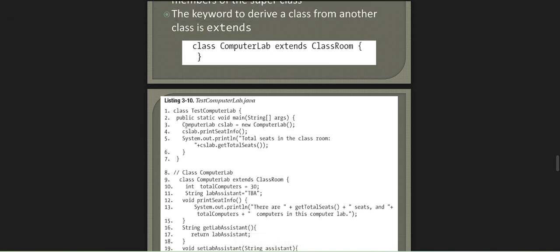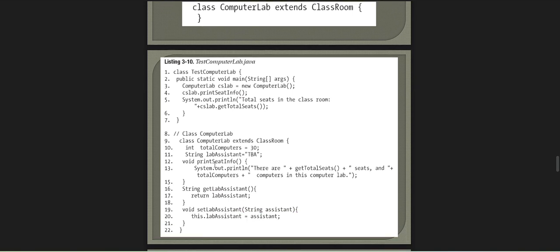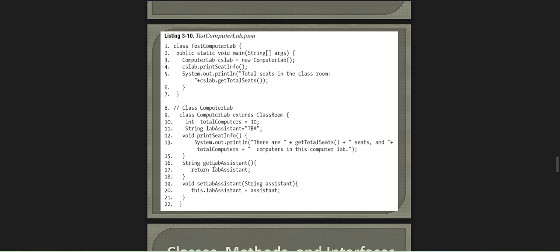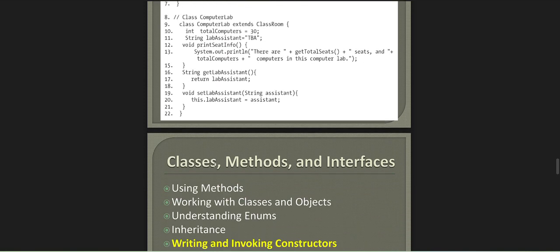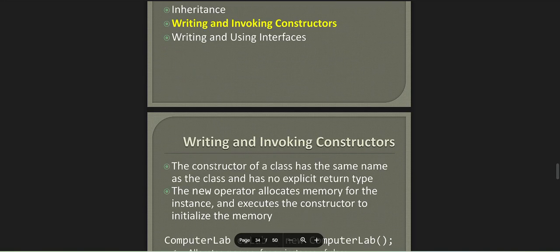Class CS lab to get the total seat. Class computer lab extends total computer lab, string assignment and TBA. Wide print set info system that are print, there are the get to seat plus and string plus get lab assistance, void set lab assistance. Class method and interface: writing and invoking the constructor.